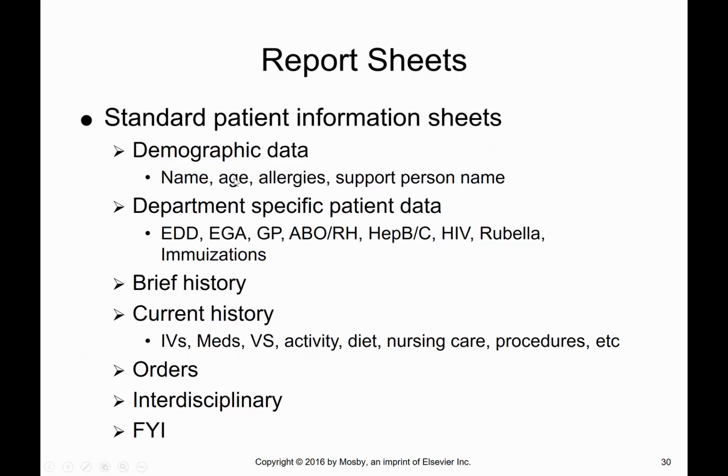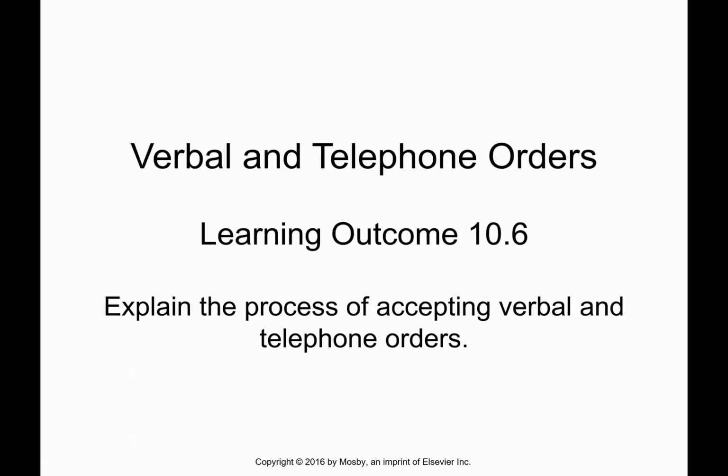Okay, a brief demographic. The department specific information. So this would be what I would tell in the OB department. This would not be what you would tell in like ICU or something like that. They would have their own department specific patient data. I'd give a brief history, current meds, the orders, and any interdisciplinary orders, and then any other information that would be helpful for taking care of this patient. So those are our report sheets.